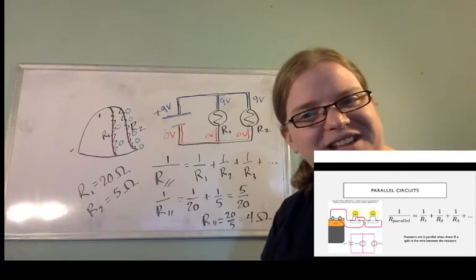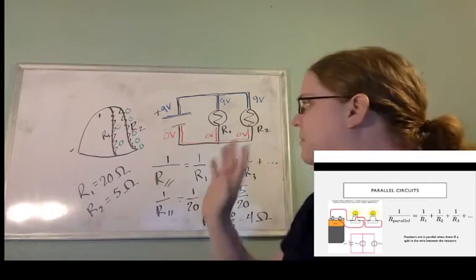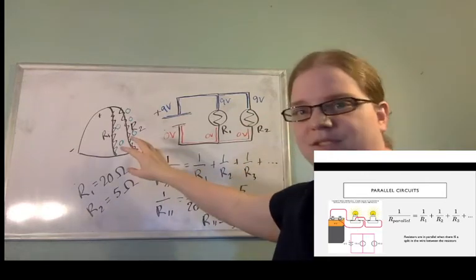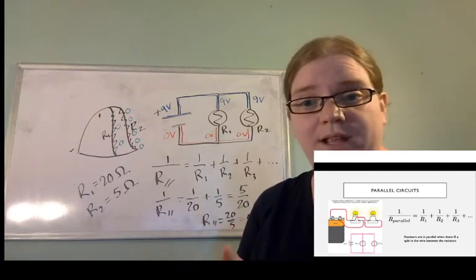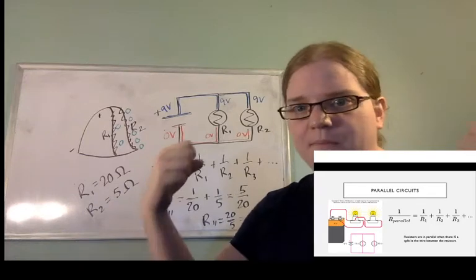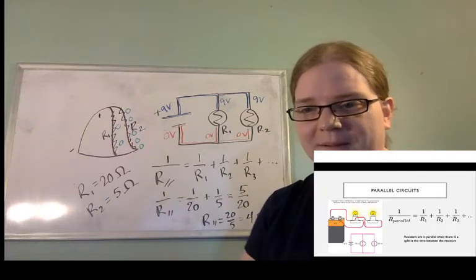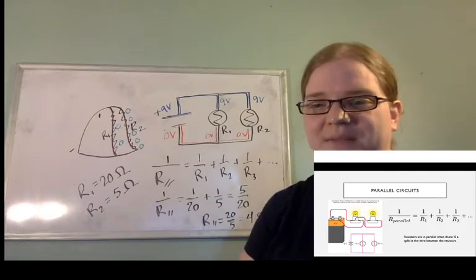Isn't that strange, right? If I had put these two resistors in series, their equivalent resistance would be 25, right? 20 plus 5. It's bigger, right? More resistance, bigger. Kevin says 5 times 4 equals 20.